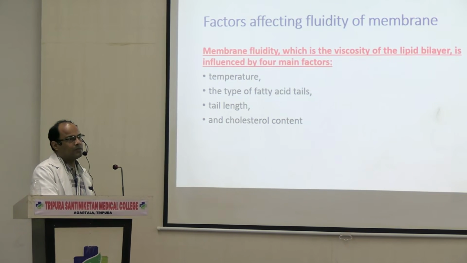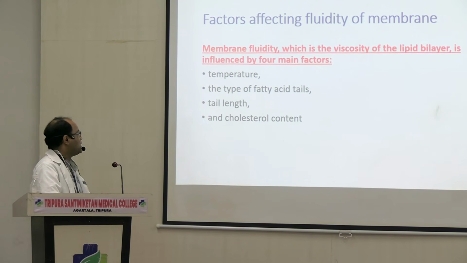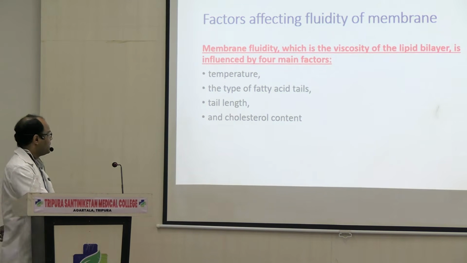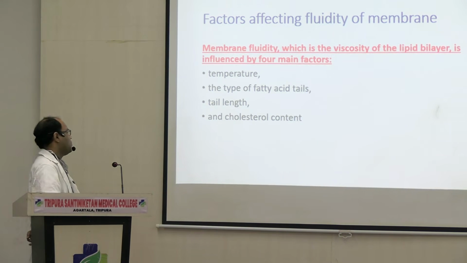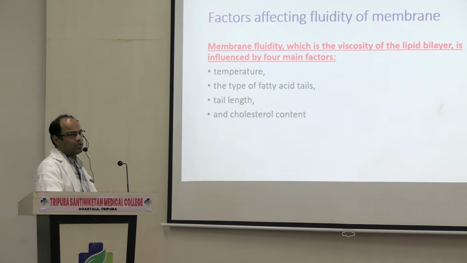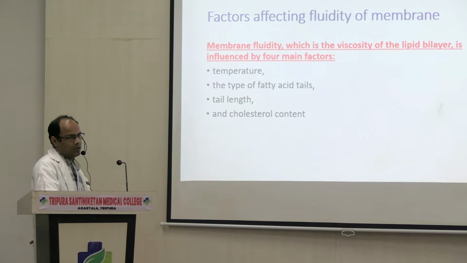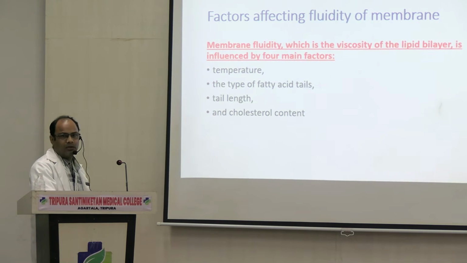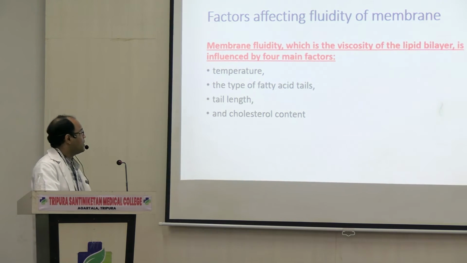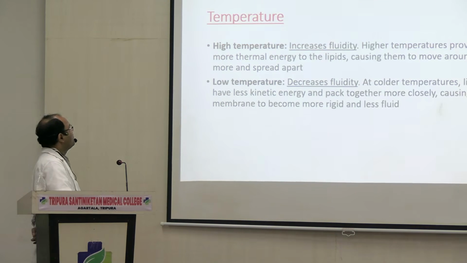There are 4 factors which are responsible for fluidity of membrane. These factors are temperature, type of fatty acid tail, tail length, and cholesterol content. Temperature. Next is type of fatty acid tail and tail length, and cholesterol content. These are the 4 factors which are responsible for fluidity of cell membrane. We discuss one by one.